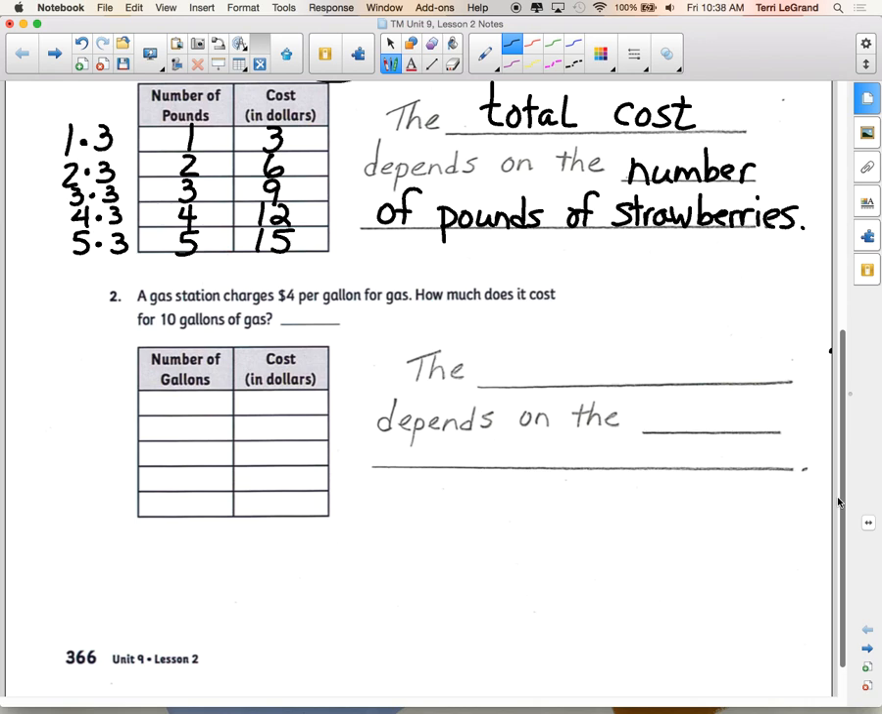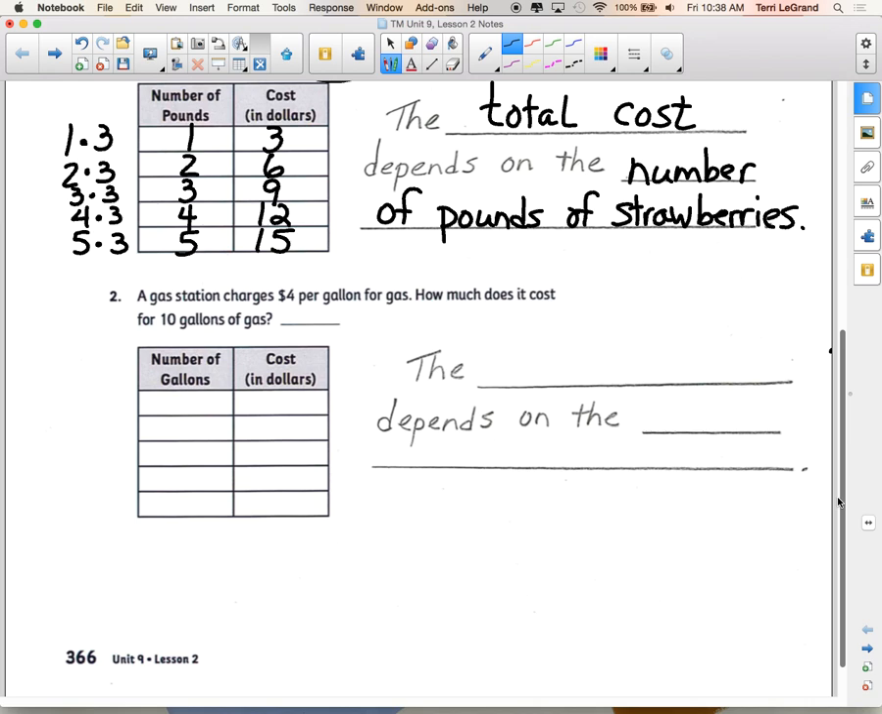Okay, well, the $4 per gallon is set. And they just happen to want to know how much for 10 gallons of gasoline. But what are the things that can change, Kate? The number of gallons of gasoline that you're going to get. And what's the other? The total cost in dollars. How much is it going to cost you altogether after you buy so many gallons of gasoline?